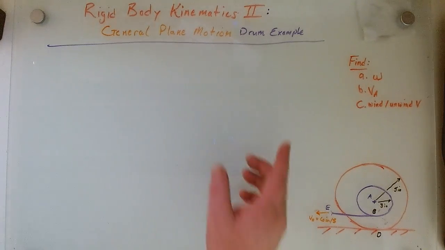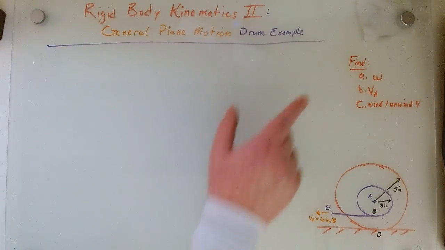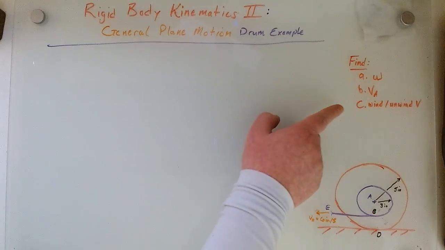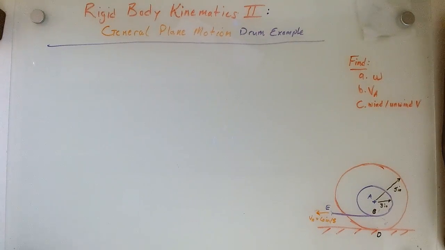We're asked to find first the angular velocity, then the velocity of A, the center there, and then the velocity of the cord that's either being wound or unwound, right? So let's do it. What are we going to need? What equations do you think we're going to need to solve this?